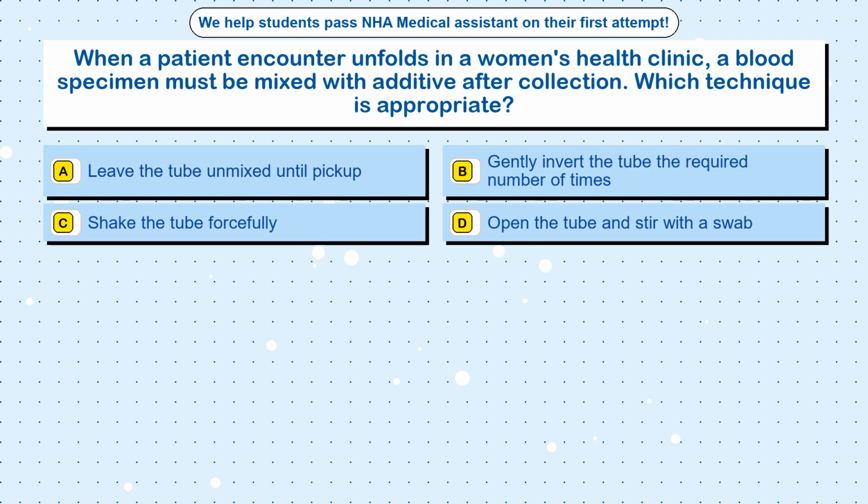Question 44. When a patient encounter unfolds in a women's health clinic, a blood specimen must be mixed with additive after collection. Which technique is appropriate? Option A, leave the tube unmixed until pickup. Option B, gently invert the tube the required number of times. Option C, shake the tube forcefully. Option D, open the tube and stir with a swab.